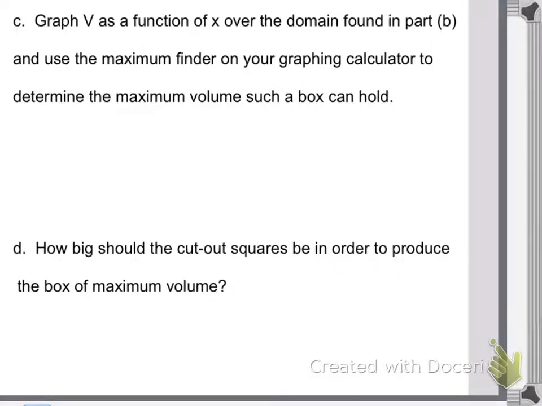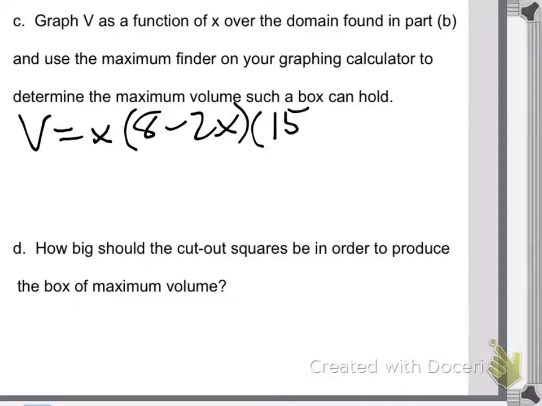Now it says graph V as a function of x over the domain found in part B, and use the maximum finder on your graphing calculator to determine the maximum volume such a box can hold. So what you're going to do is graph. You probably should have your calculators available to you. You are going to graph that. And as a matter of fact, I am going to do the same.